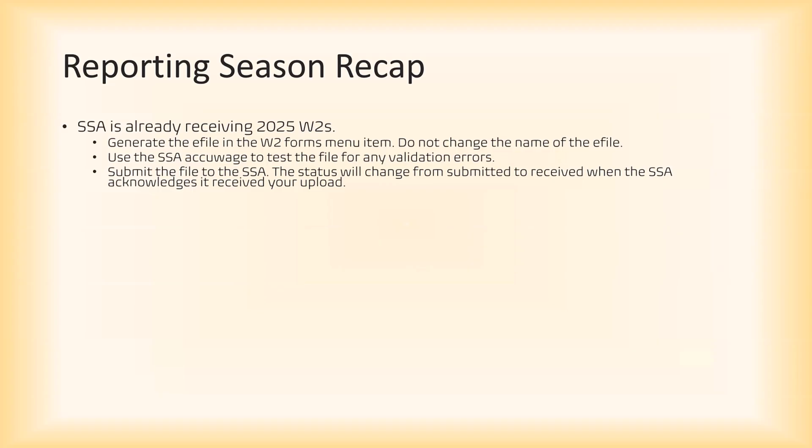The status will change from submitted to received when the SSA acknowledges it received your upload. So when you first upload the file and you check your transmission status, it'll say submitted, and then it'll say received when they've actually received your file. When the status says complete, that means the SSA has accepted your W-2s. I've never received anything from them in the mail or email saying, "Hey, your W-2s have been accepted." So when it just says complete, that means the SSA has accepted them and you don't have anything more to do, unless, of course, you have to submit a correction.